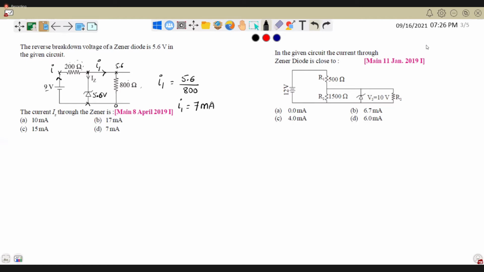This is 9, this is 5.6. What is the potential difference? 3.4. So the current in your 200 ohm will be how much? 3.4 divided by 200. How much is it? 17 milliamperes. So total current is 17 milliamperes. 7 is going in that. So IZ will be 10 milliamperes.